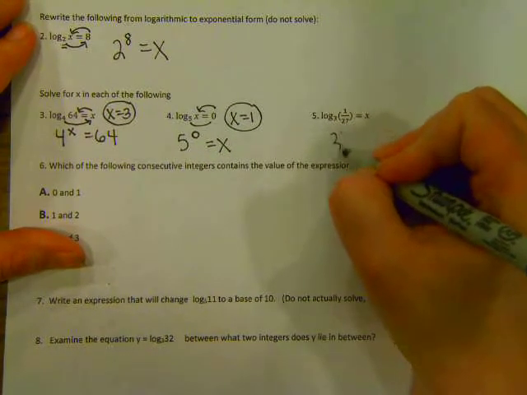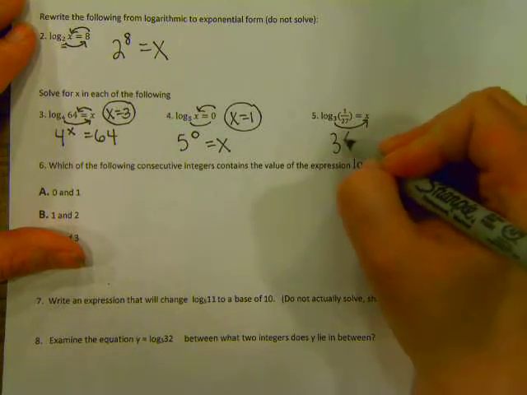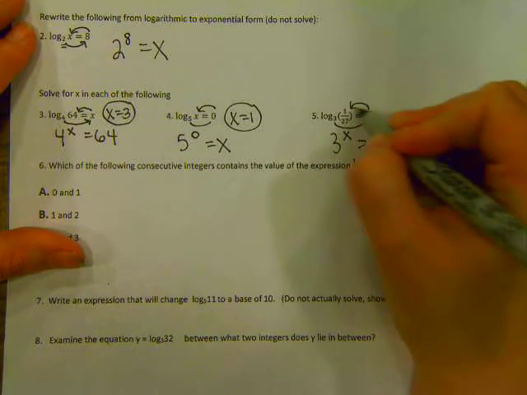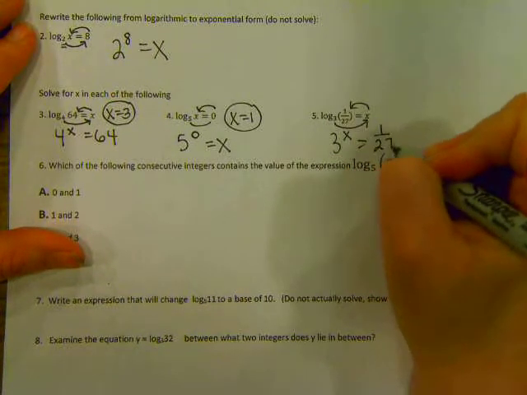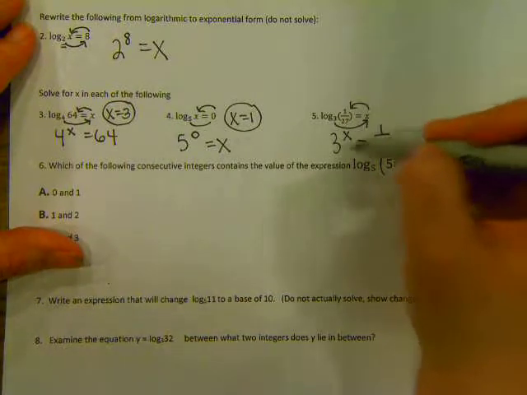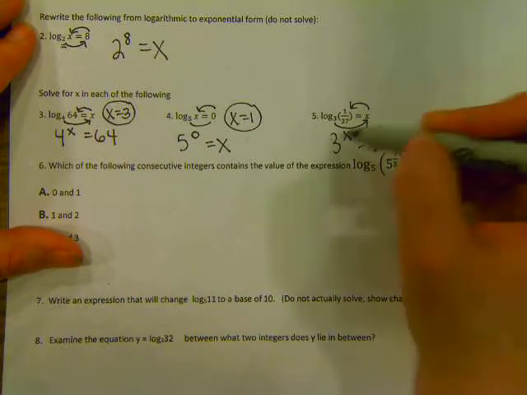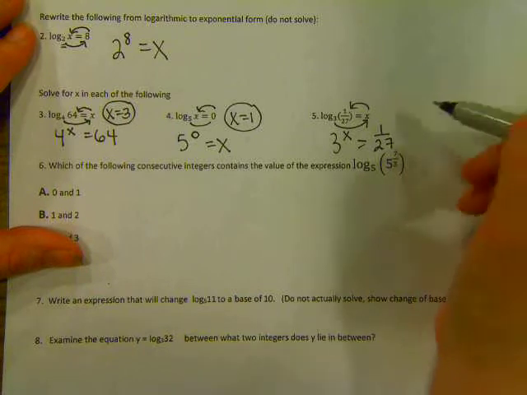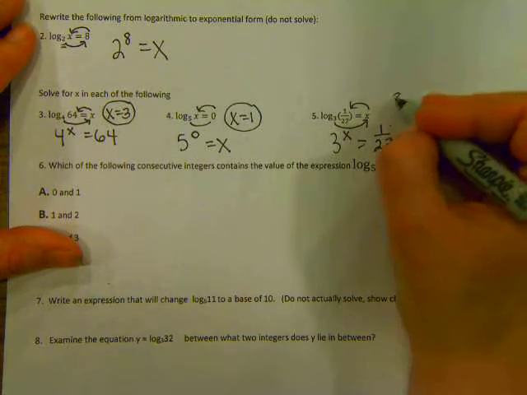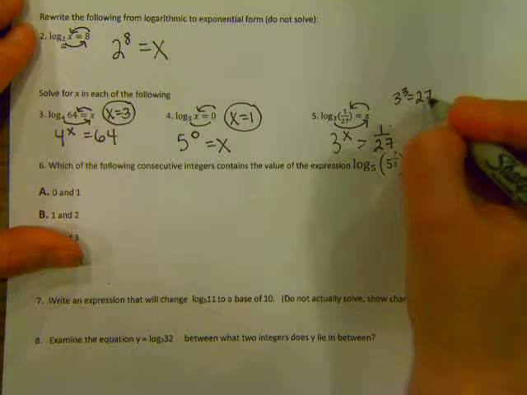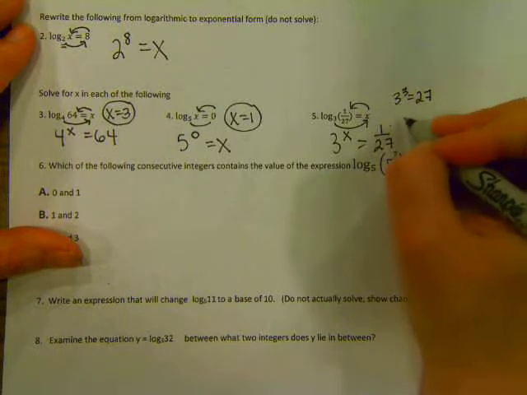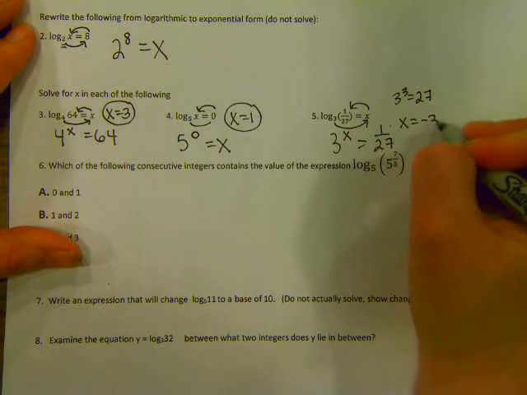This one, 3 to what power equals 1 over 27. In this case, it's flipped because we know 3 to the 3rd power is 27. So for this to be the reciprocal, your answer is going to have to be a negative 3.